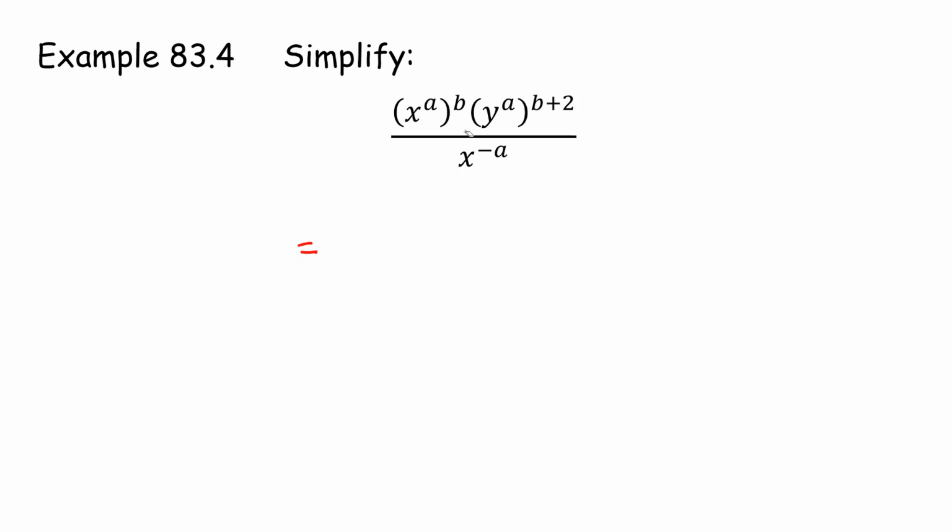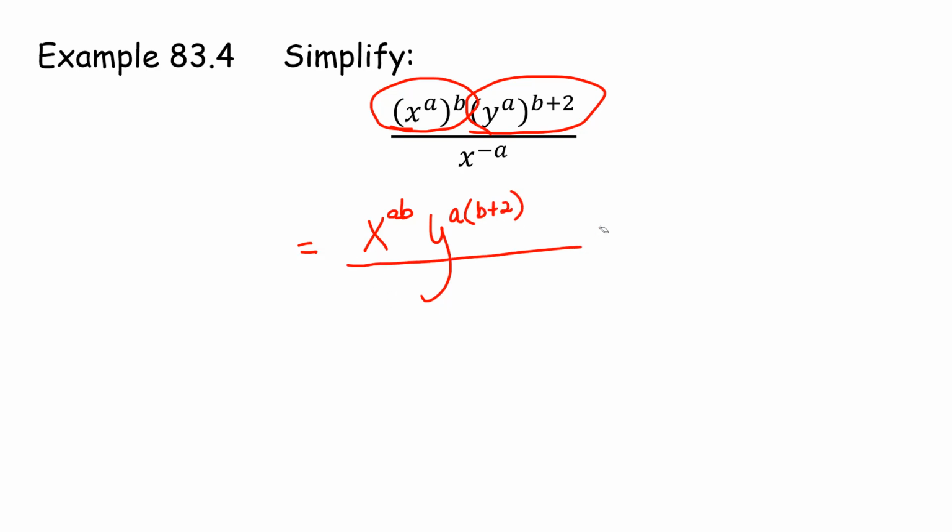Okay, so the first thing we have here is a power raised to another power, which means we multiply the exponents. So x raised to the ab power. And then over here, we also have a power raised to another power. So we need to multiply a times b plus 2. And then in the denominator, we can bring that denominator up to the numerator. In the denominator, we have x to the negative a power. So if we bring that up to the numerator, it becomes x to the positive a power.